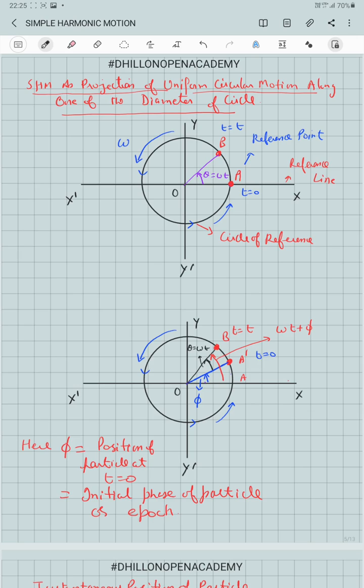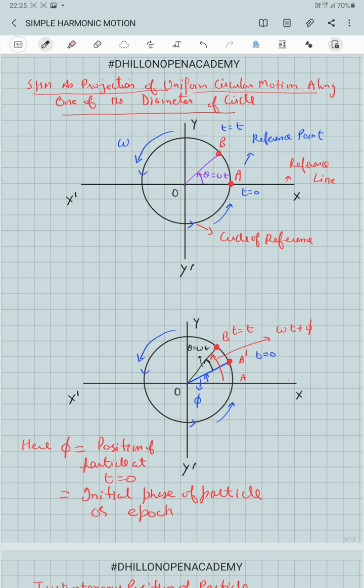Okay, so in this case, what will be the total angular displacement of the particle? It will be the total angle measured with respect to line XOX dash, that is the angle the line OB makes with the x-axis. So that will be angle BOA, which will be equal to omega t plus phi. So the total phase or the total instantaneous position of the particle at the point B will be described by the phase angle omega t plus phi.